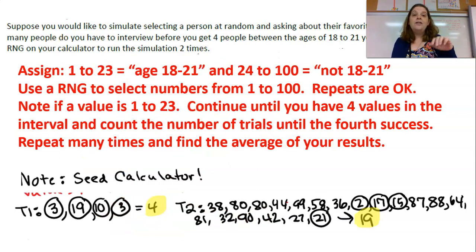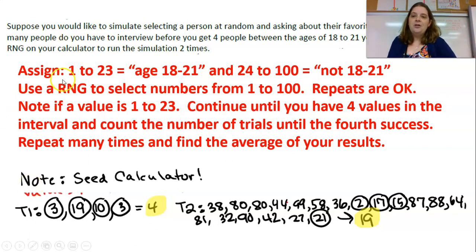All right, so if I wanted to simulate asking someone at random, what's your favorite show? So how many people do you interview before you get 4 people ages 18 to 21? And this time we're going to use a random number generator in our calculator to do this. So I know 23% is the age we're looking for. And we want to know not how many out of 20 or out of 100, but how many people do you have to talk to before you find 4 people who are 18 to 21 years old?